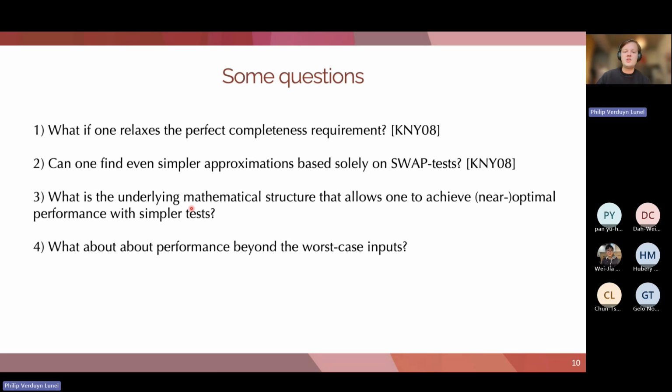Are there, besides the permutation test, simpler approximations based only on swap tests? And more fundamentally, what is the underlying structure that allows you to achieve optimal performance with these simpler tests? How can you investigate what I described earlier with the cyclic test with a low amount of orthogonal states, and it sort of works well? Can we mathematically refine that? And then we also think a little bit about what performance you can get beyond the worst case inputs.